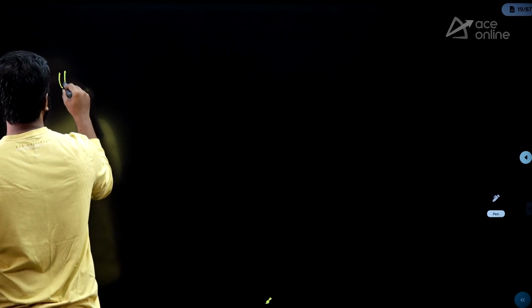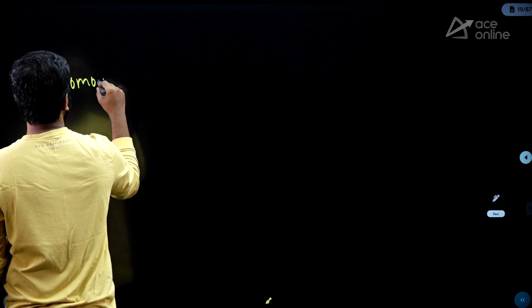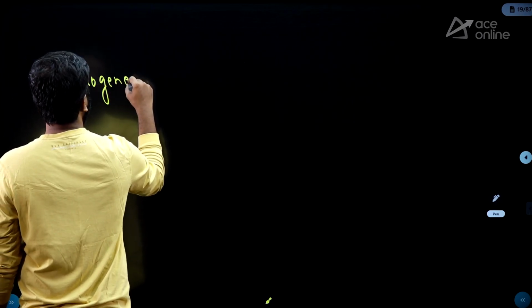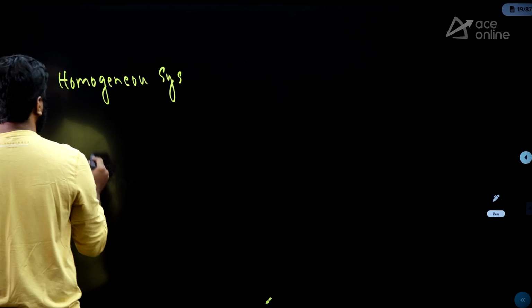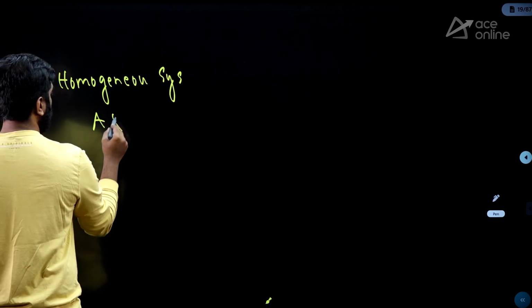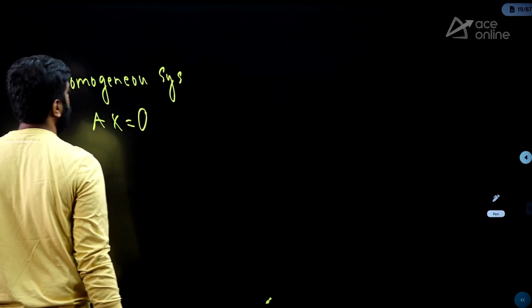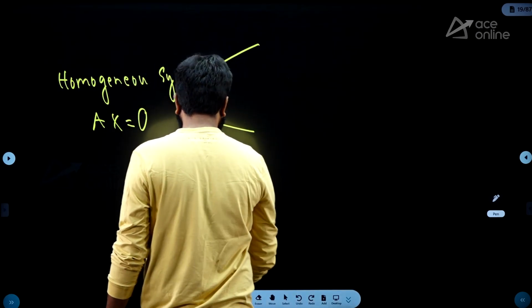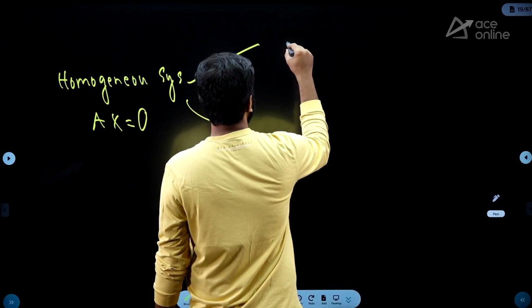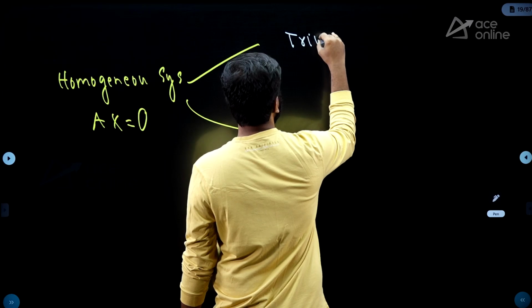The homogeneous part. Homogeneous system. How does this look? This looks like Ax equal to 0. There are two possibilities. Let's analyze them. The first possibility is trivial solution.